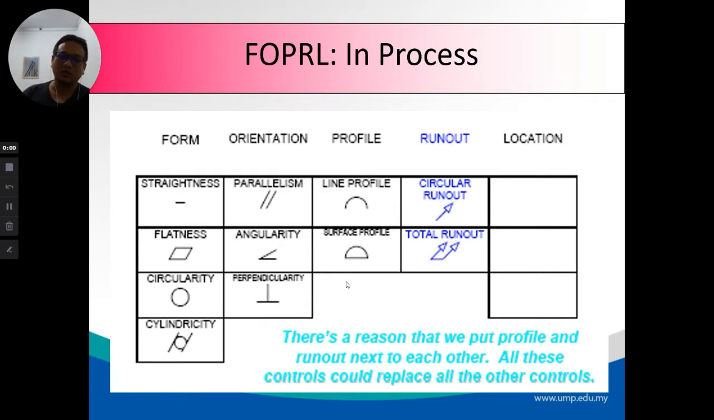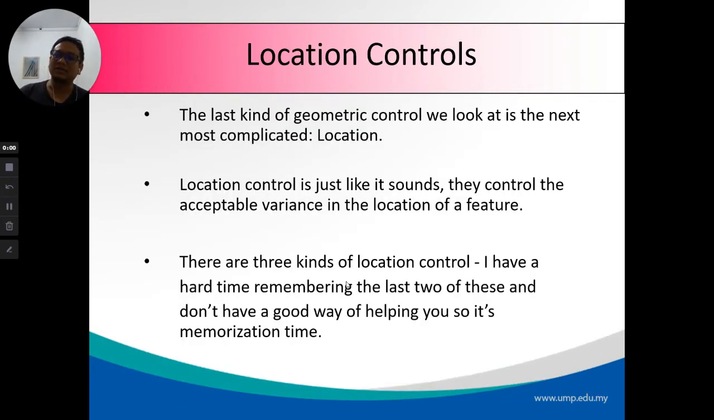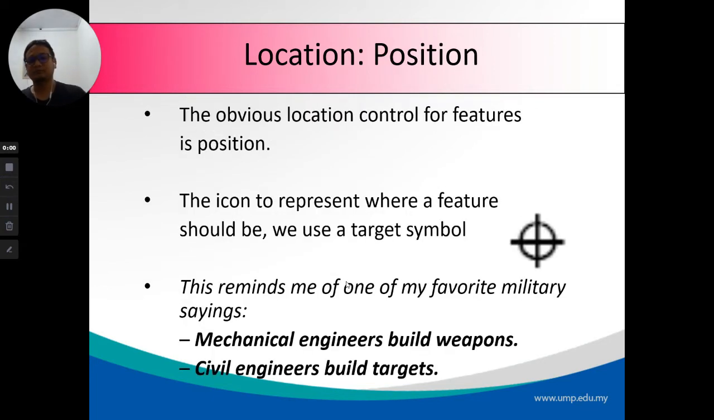And lastly, we have location. Location is the last kind of geometric control we look at, and the next most complicated. The location control is just like it sounds. They control the acceptable variance in the location of the feature. There are three kinds of location control. The first one is position, the obvious location control for features. Of course, they call it location. So basically, position is number one. The icon represents where the feature should be, right?